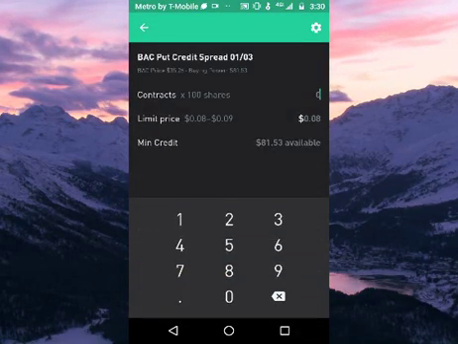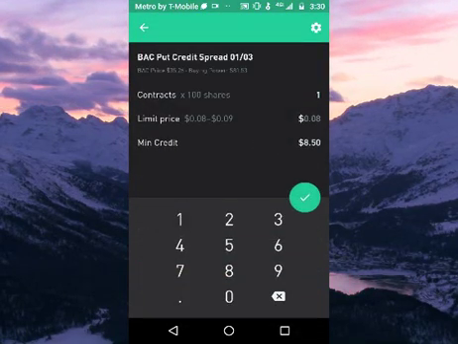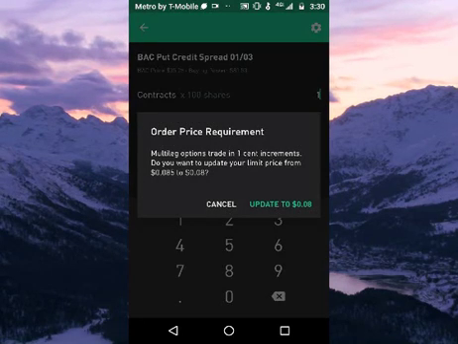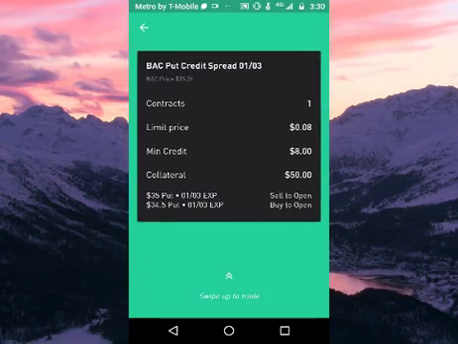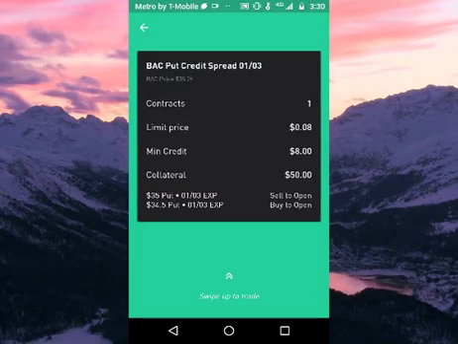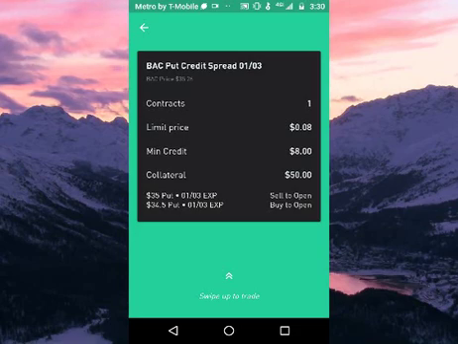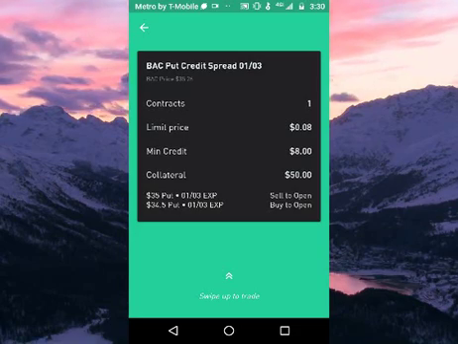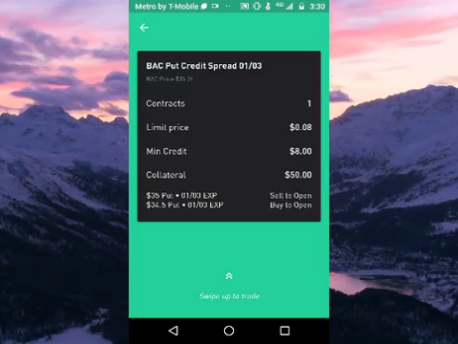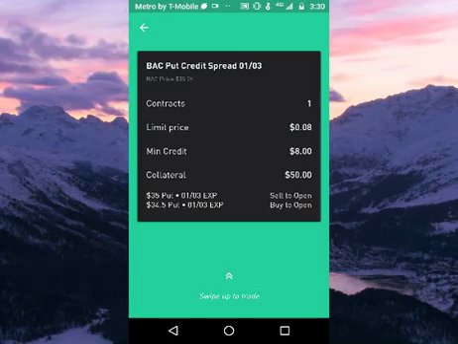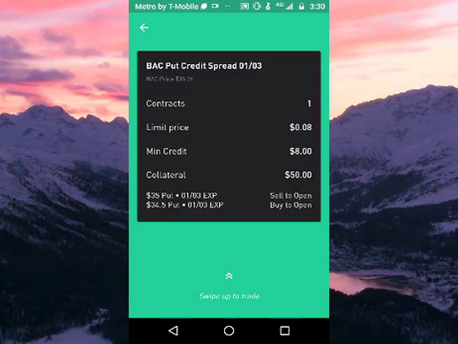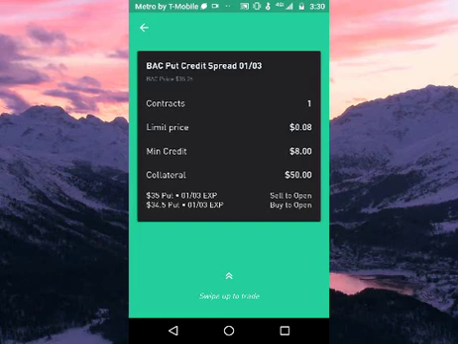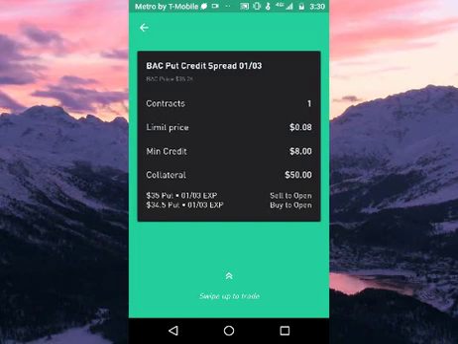I want to buy to open one contract. Since it's $8.50, I need to update it to 0.08. It needs to be in 1 cent increments. Now it's saying the collateral is going to be $50, and the minimum credit we're going to receive is $8. So the maximum I can make is $8, and the maximum I can lose, you can calculate by subtracting the lower strike price, $34.50, from the higher strike price, 35, and you subtract the premium that you received, which is going to be $8.